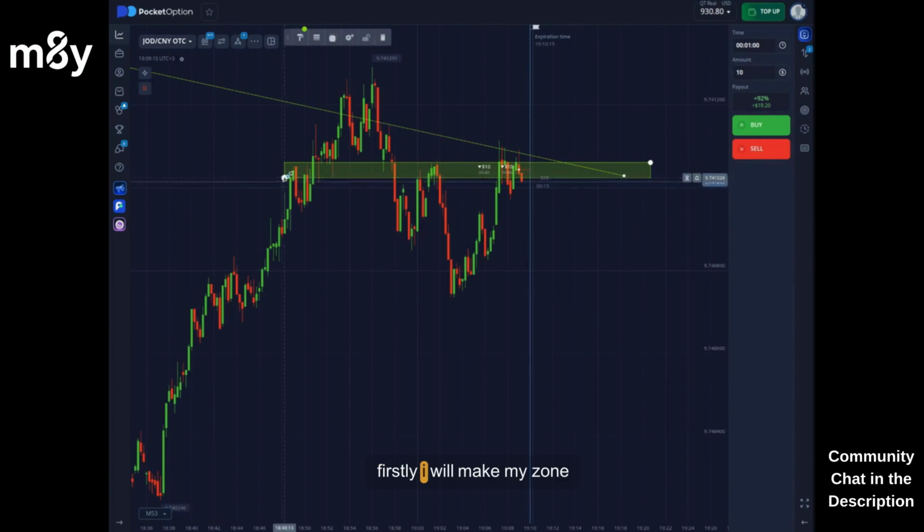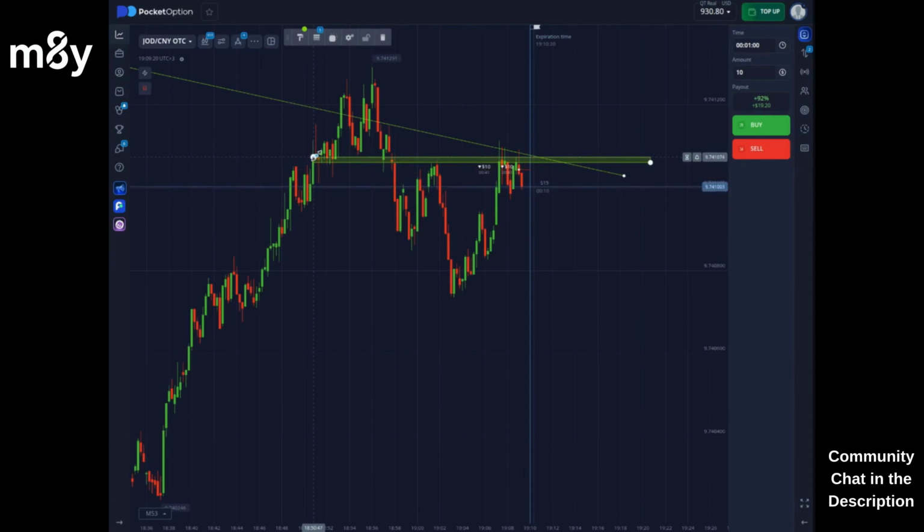Firstly, I will make my zone more clear. I will take this doji. What I am trying to do right now is make a zone where most of the candles give a rejection.